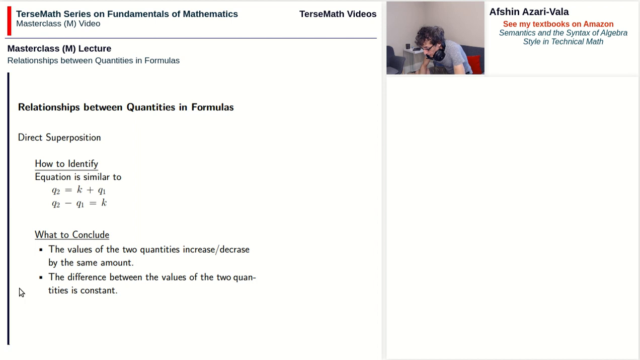Just as a reminder, the basic relationships were direct superposition. To identify them, you need to match your equation or formula against one of these, the standard form or the conservation form of the equation for direct superposition. If you have direct superposition as your relationship, then you can conclude that the values of the two quantities involved, those are Q2 and Q1, increase or decrease by the same amount. Keep in mind that K is constant. From the conservation form, we can say that the difference between the two values or the two quantities is constant.